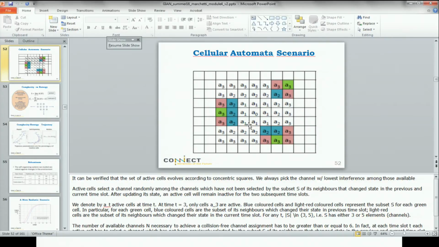So up, down, east and west. But you could also have the Moore neighborhood, which is the first ring around, right? And depending on that, you will get different solutions to the frequency allocation problem.